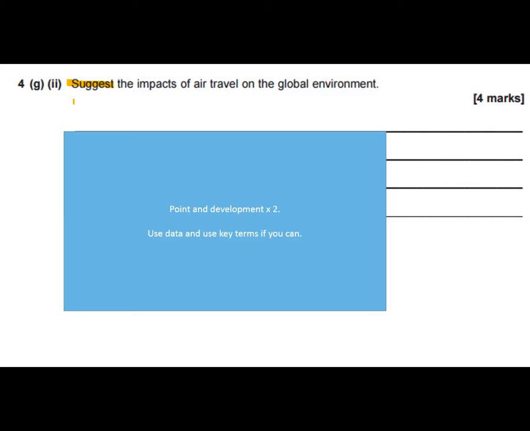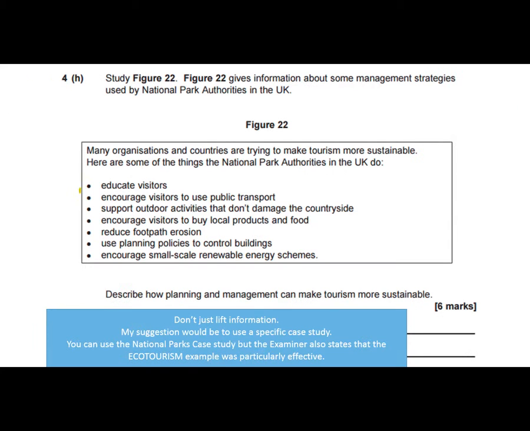Try and use data. This should take you no more than 4 minutes. I would imagine quite a lot of you will be finished sooner than that. Off you go. Right then, ladies and gents, last question. 6 marks should take us 6 minutes.